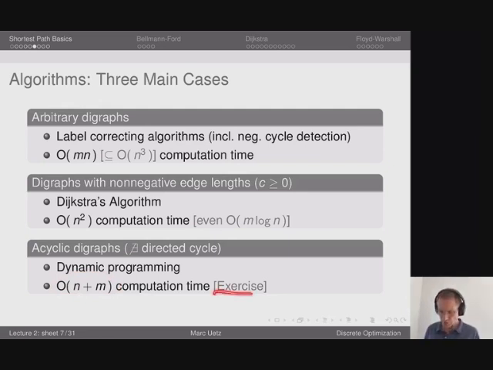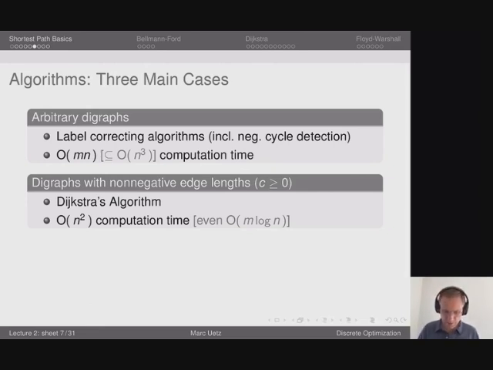So we are not going to do that in the lecture. Instead, we are going to look at another algorithm at the end. So for the time being, we will focus on arbitrary directed graphs, which may also include negative arc lengths, and directed graphs with non-negative arc lengths.